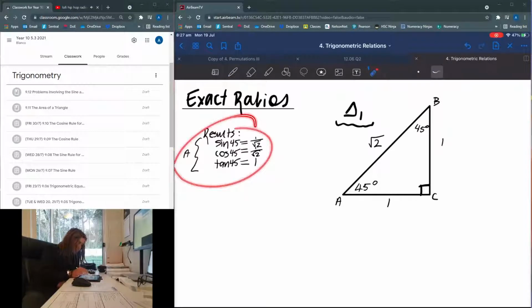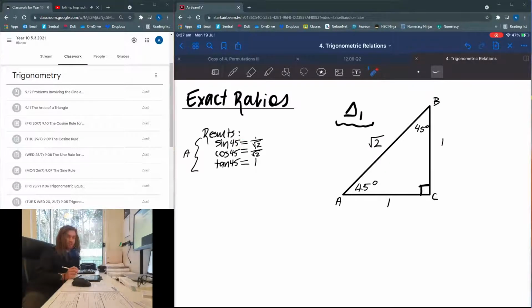So these three are called exact ratios. Exact meaning that if I were to evaluate this, then it actually gives me an exact result. If I try to evaluate sine 46, that's not an exact result. You're going to get a huge decimal, most likely irrational. Well, actually, definitely irrational. Okay, so let's just get rid of this.